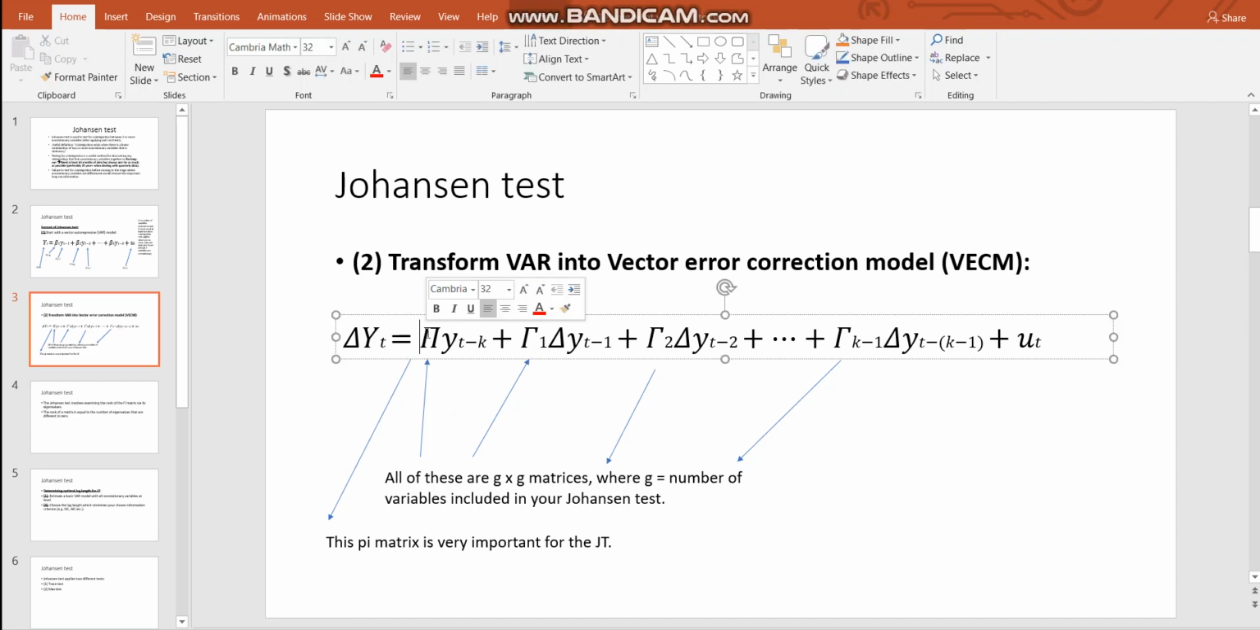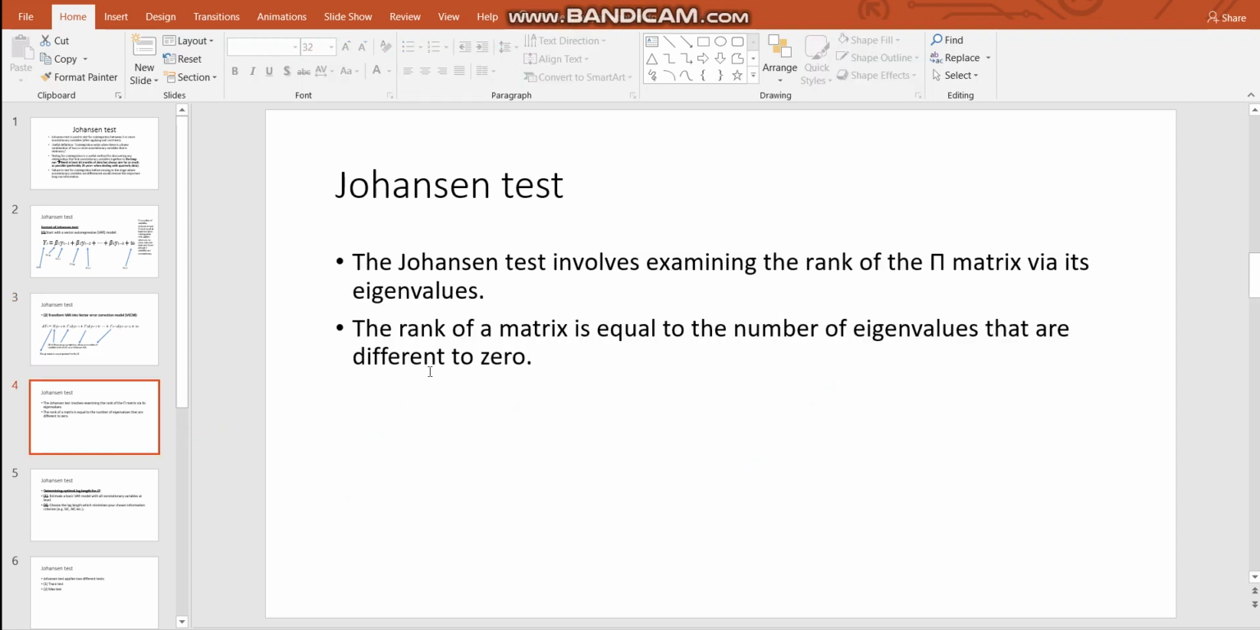Now just bear in mind that this particular matrix, this G times G matrix, in my case will be a 5 times 5 matrix. This is the most important matrix. We take a look at this matrix, and what we do is we calculate the rank of the matrix via its eigenvalues, and the rank of a matrix is equal to the number of eigenvalues that are different to 0. So just bear that in mind.